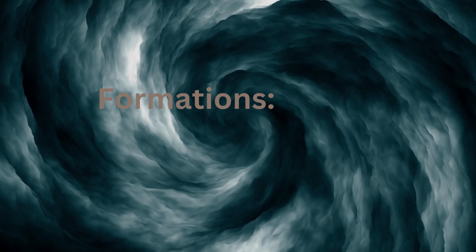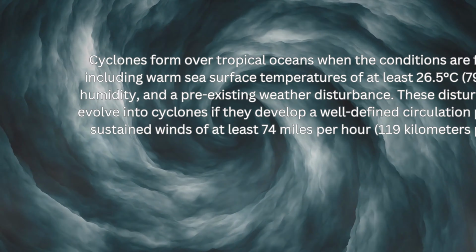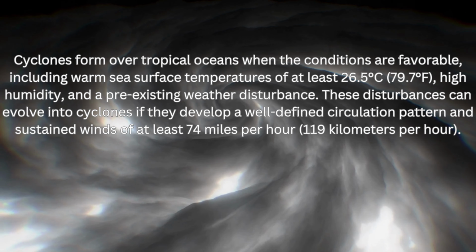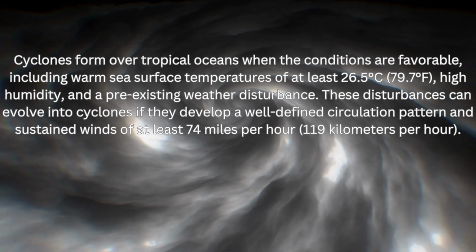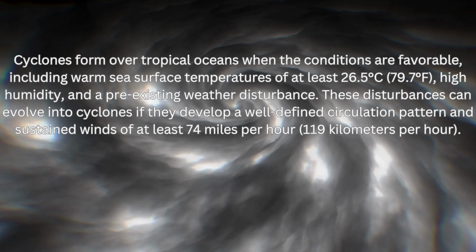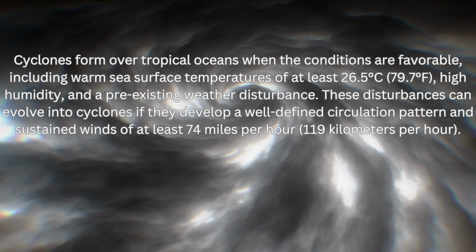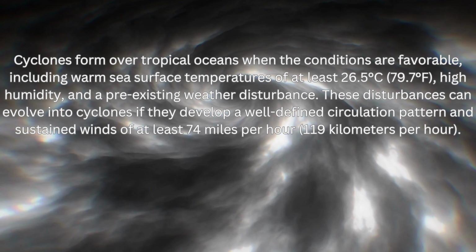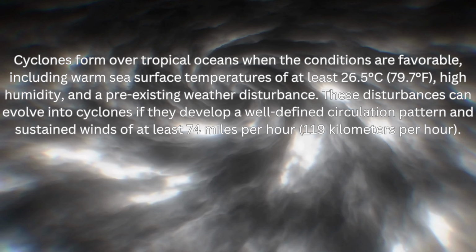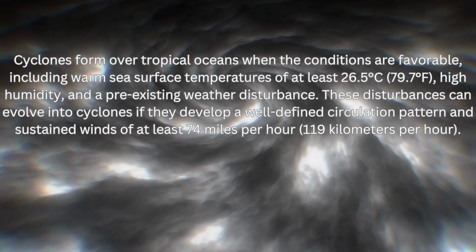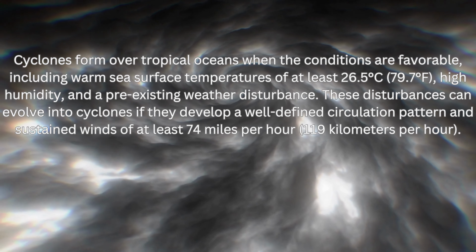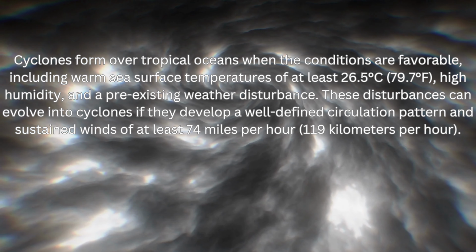Formation. Cyclones form over tropical oceans when the conditions are favorable, including warm sea surface temperatures of at least 26.5 degrees Celsius, 79.7 degrees Fahrenheit, high humidity, and a pre-existing weather disturbance. These disturbances can evolve into cyclones if they develop a well-defined circulation pattern and sustain winds of at least 74 miles per hour, 119 kilometers per hour.